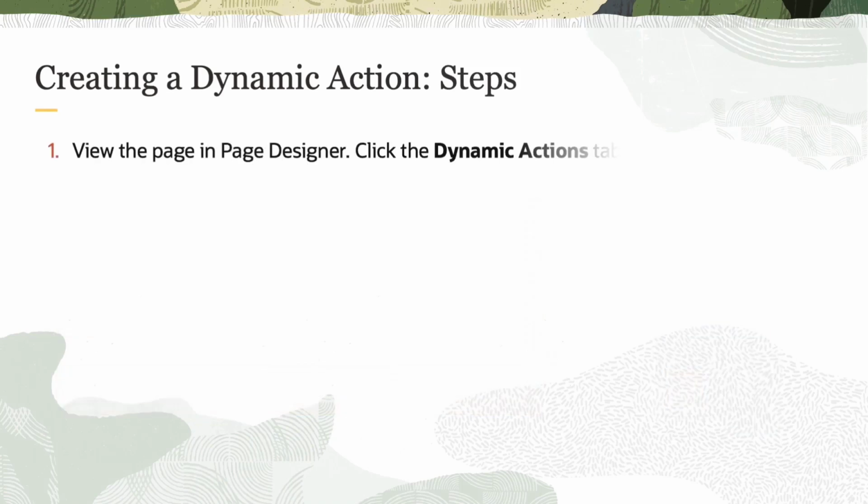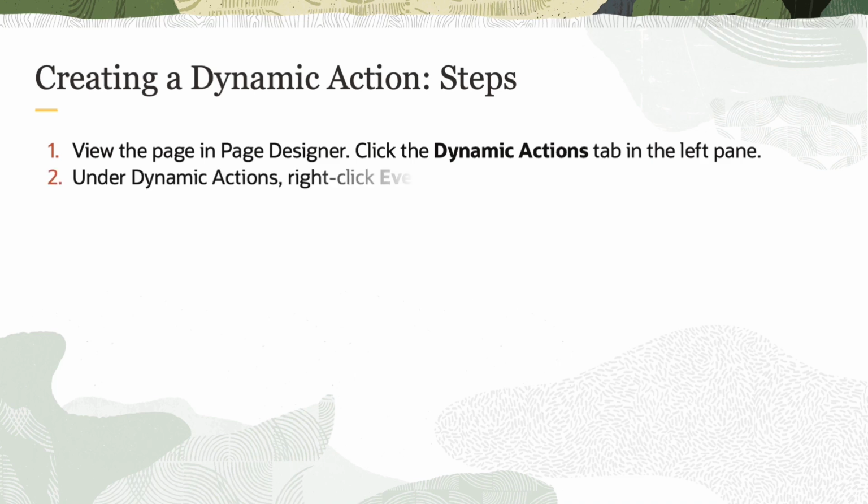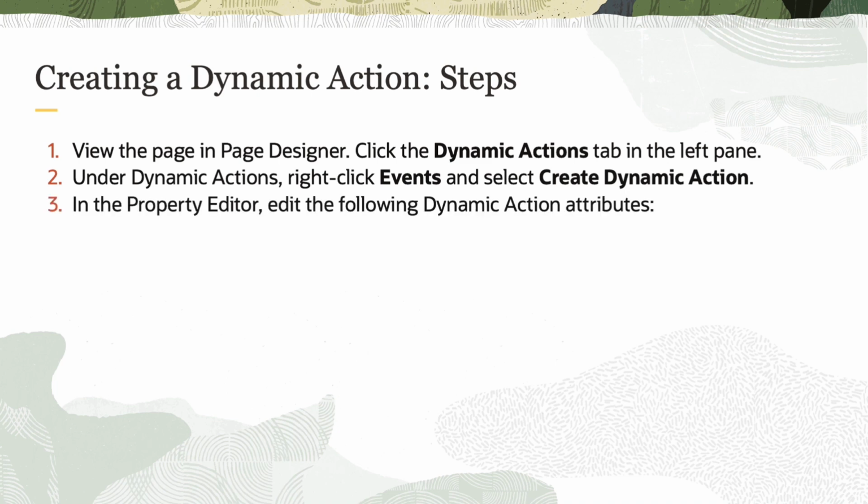Let's look at the steps involved in this process. First, you open the page in the Page Designer and click the Dynamic Actions tab in the left pane. Under Dynamic Actions, you right-click on Events and select Create Dynamic Action. In the Property Editor, you edit the following dynamic action attributes.